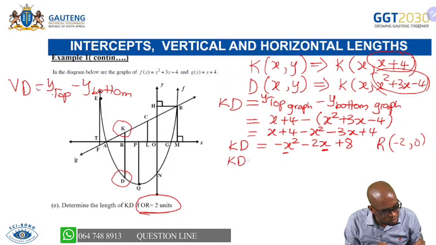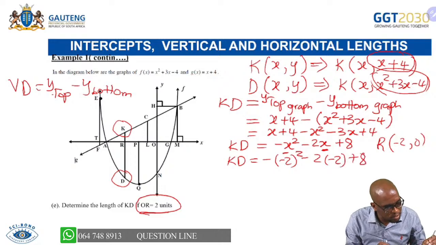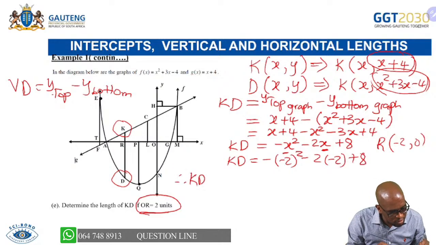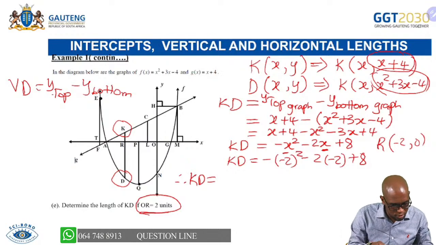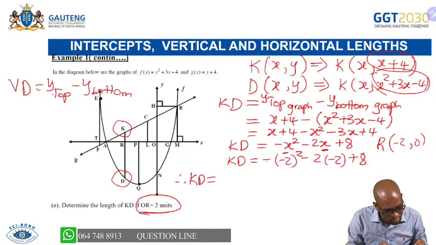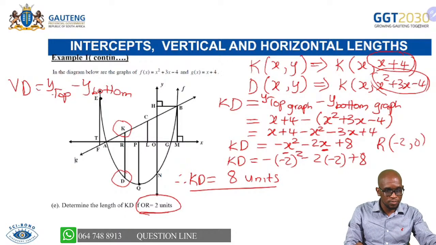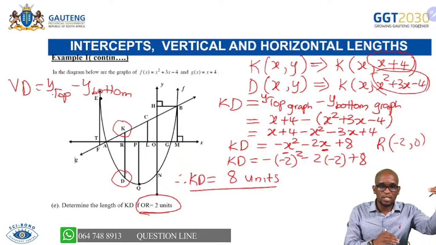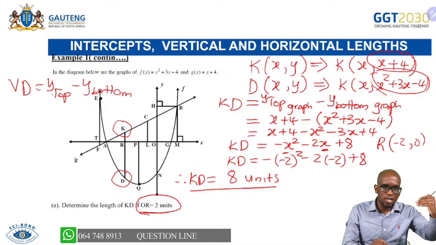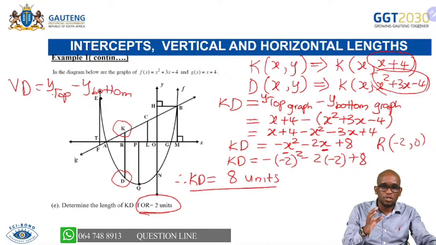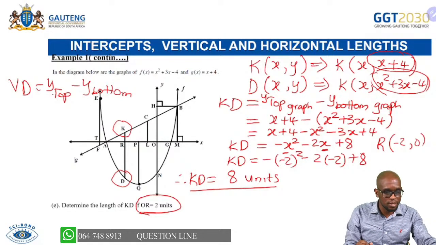So we're going to substitute minus 2 into the given equation. Minus 2 squared minus 2 into minus 2 plus 8. Therefore, KD would be equal to, if you put this on your calculator, minus 4 plus 4 plus 8. KD should be 8 units. So that is how you get the value of KD. You take the top graph minus bottom graph, you get an expression, and then you look for the value of x that you can substitute in order to work out that vertical distance.